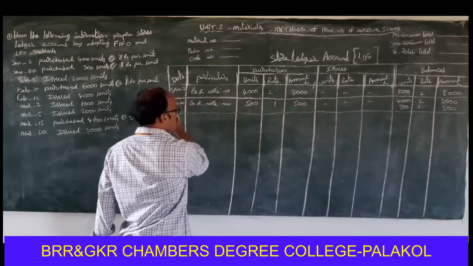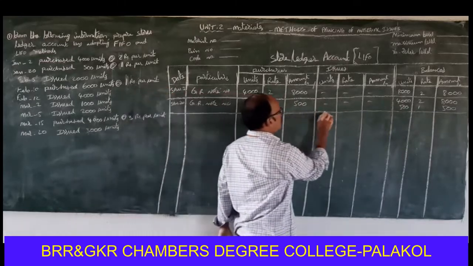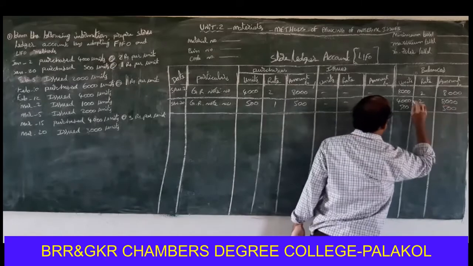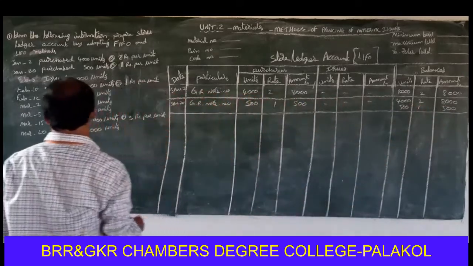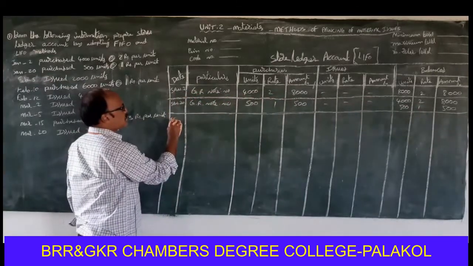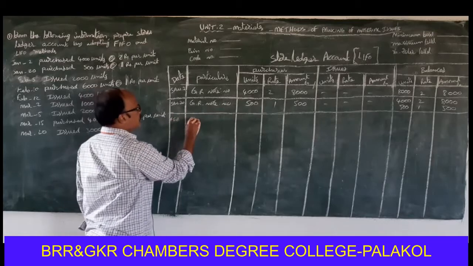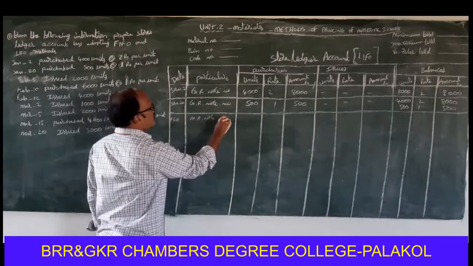Two materials are there in the stores. One is 4,000 units and the second one is 500 units. Right. Next one, issued 2,000 units. This is the FIFO method now. What is meant by FIFO? First in, first out.